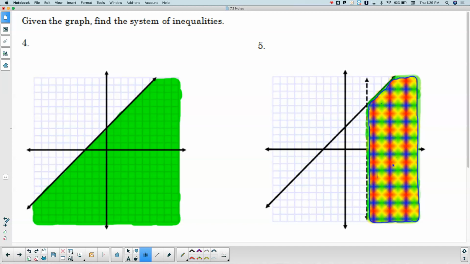Okay. So now I'm going to give you the graph, and you now need to come up with the inequality or the system of inequalities for that particular graph. So I would start with the boundaries. Okay? In number 4's example, there's only one boundary. So I would come up with the equation for that boundary. In this particular case, I have a y-intercept of 0, 3, and I have a slope of positive 1. So that boundary would be y equals x plus 3.